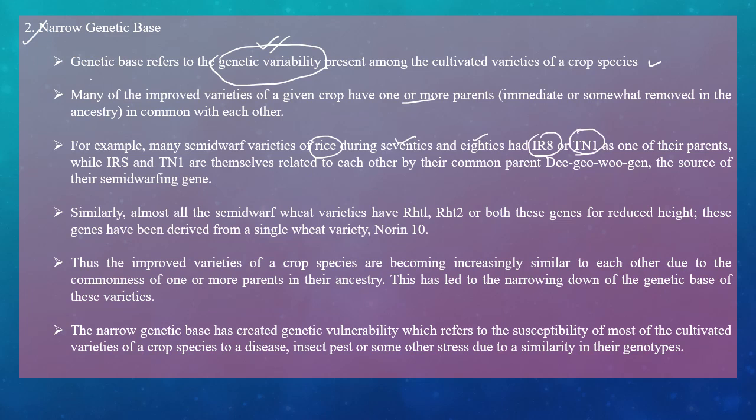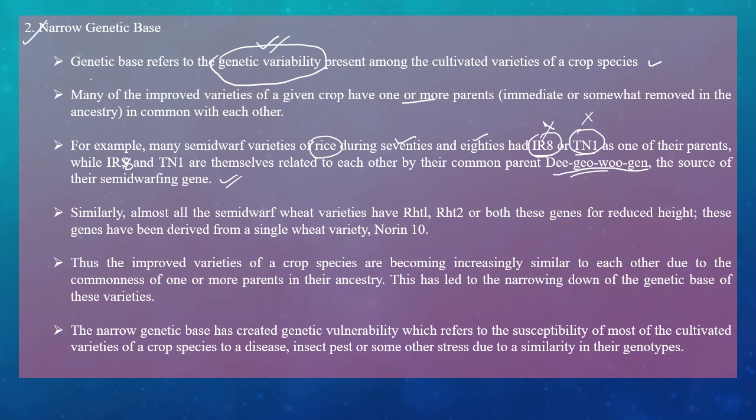And these IR8 and TN1 themselves are related to each other by a common parent, like Dee-geo-woo-gen, as a source of the semi-dwarfing gene. So if this variety gets susceptible, this will also be susceptible and this will also be susceptible. Okay, so this is how the narrow genetic base is contributing in our plant breeding.